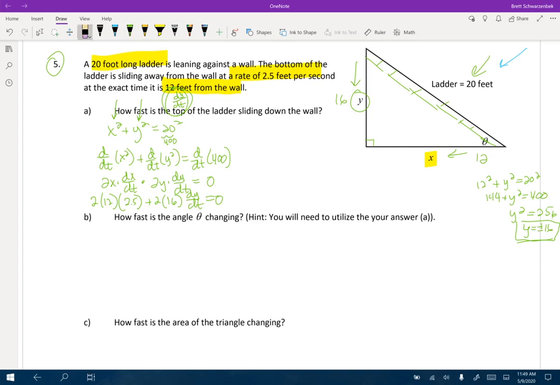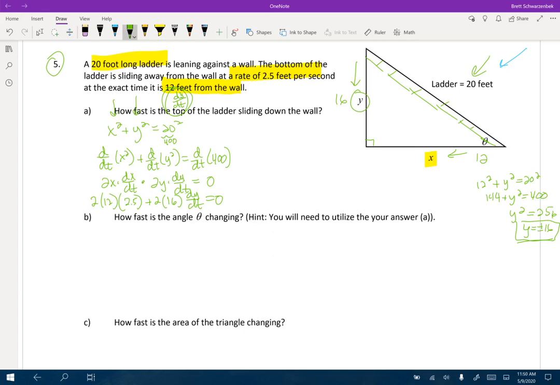The problem is that this problem needs rates. You need to have dx/dt and you need to have dy/dt. The only way to develop a dy/dt and a dx/dt is to keep these variables even though we know them as x and y. That's a big part of the strategy of this problem.